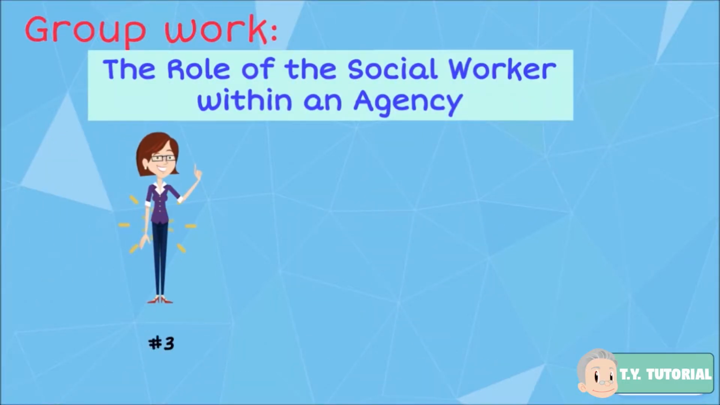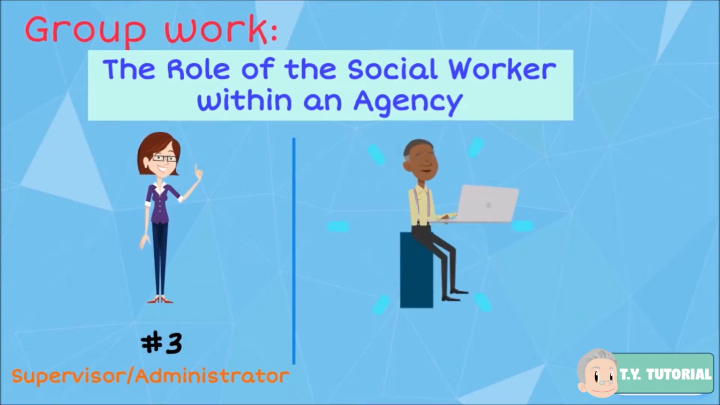The third role would be supervisor or administrator. He or she may work alone, but more likely meets in staff groups to achieve the goals of an agency. The last role would be the researcher, who develops practice theory and refines skills in social work with groups.